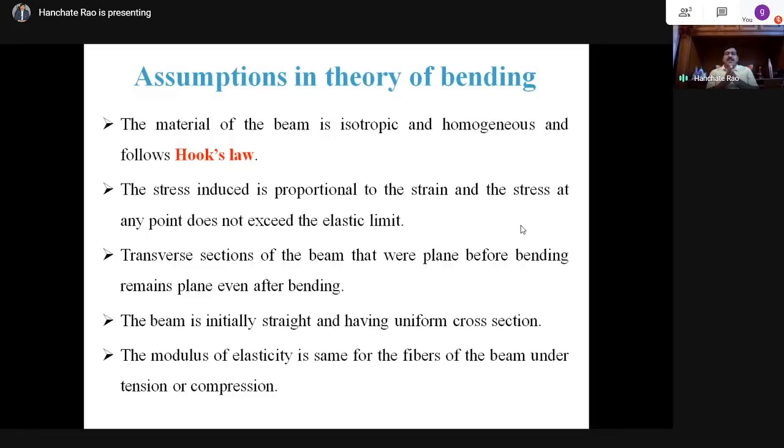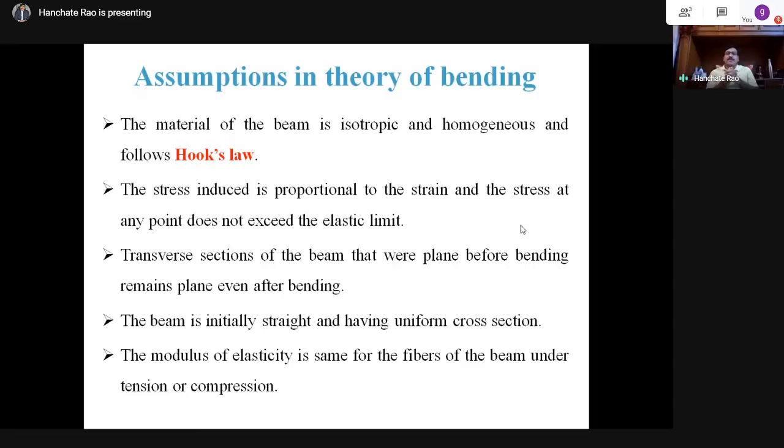The beam is initially straight and has uniform cross section. So the beam is not curved and does not have variations along the length. We are assuming initially the beam is straight and has uniform cross section. The last assumption is that the modulus of elasticity is the same for the fibers of the beam under tension or compression.